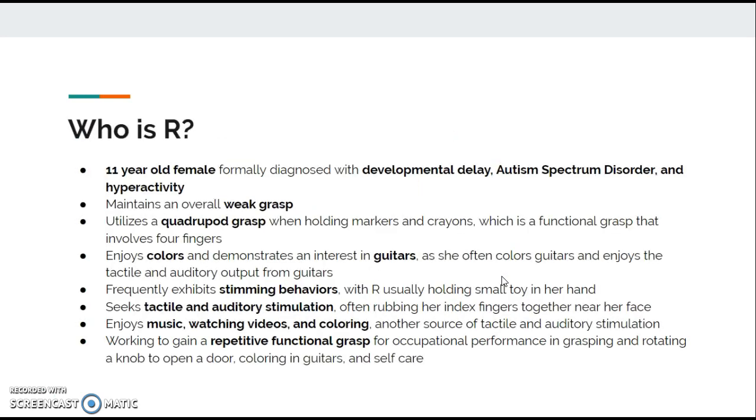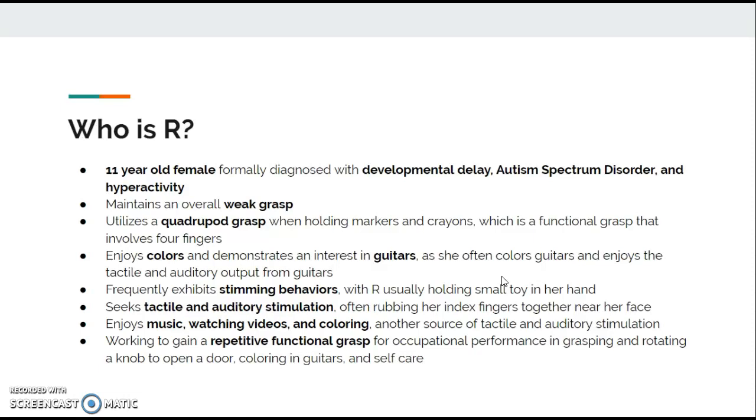Who is R? R is the subject of our case study, and she is an 11-year-old female formerly diagnosed with developmental delay, autism spectrum disorder, and hyperactivity. Overall, she maintains a weak grasp and utilizes a quadruped grasp when holding markers and crayons, which is a functional grasp that involves 4 fingers.